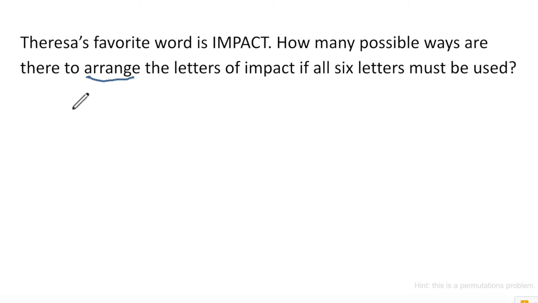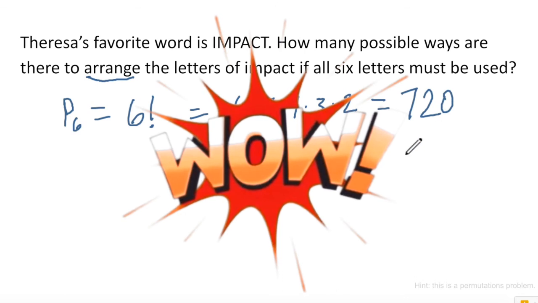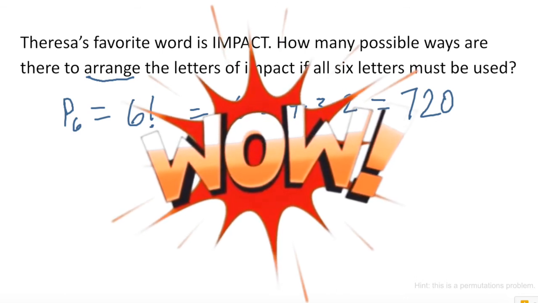So this is just n factorial. This is permutations. We're looking for permutations of a 6-letter word, and that's going to be equal to 6 factorial. So that is equal to 6 times 5 times 4 times 3 times 2, and we actually already did this earlier in the presentation. That multiplies out to 720. So that one was pretty easy.